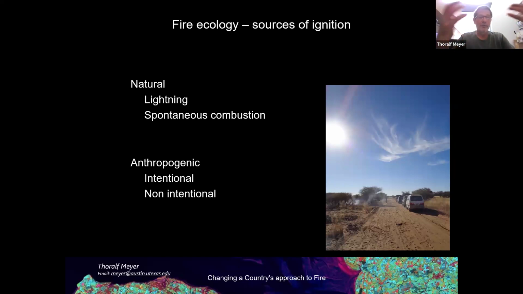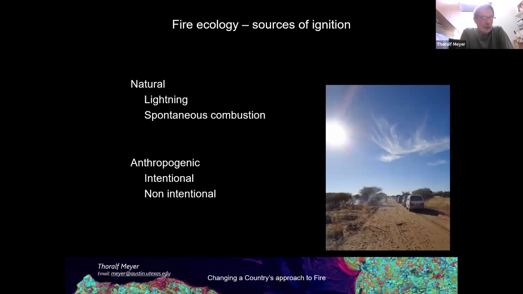So lightning and spontaneous combustion are natural forms of how to create a spark, how to ignite a wildfire, for instance. And then there are anthropogenic forms. Anthropogenic forms are that somebody intentionally sets fire to something, or they are non-intentional, like accidents, or somebody did not extinguish the campfire somewhere in California, and then suddenly we see large wildfires spreading through California and threatening lives and property. So these natural as well as anthropogenic are our only sources of ignition.